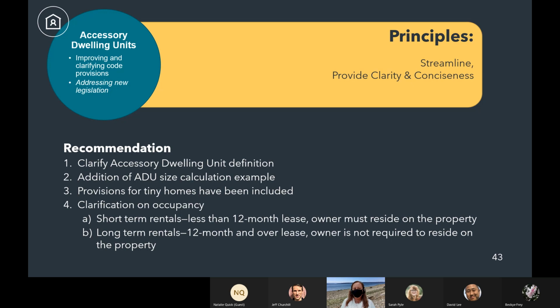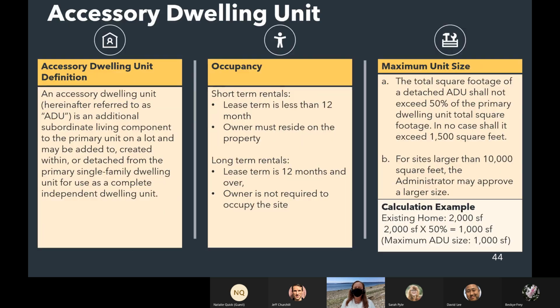The sizing of an ADU is also important. Today, our code can be a little bit confusing. And so one of the things we're going to do is to improve the definition for the ADU to make it clear, to incorporate those occupancy standards that have been addressed at the state level and now need to be addressed at the city level, and then also to address the maximum unit size and explain how that can be easily calculated based on the size of lot.